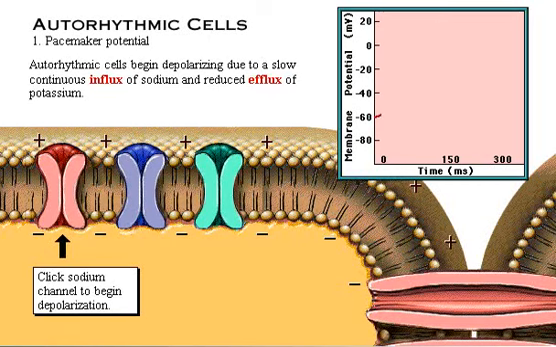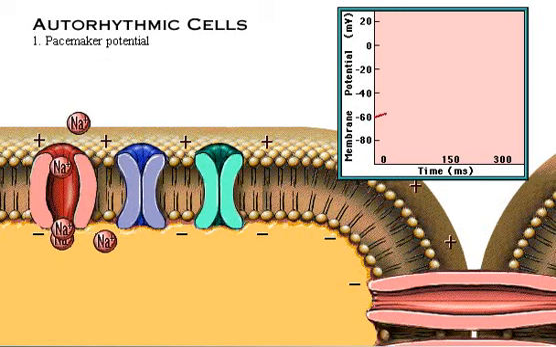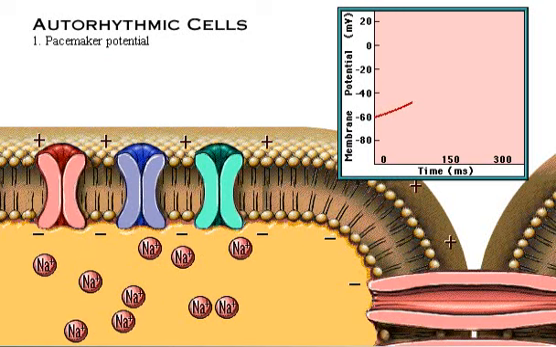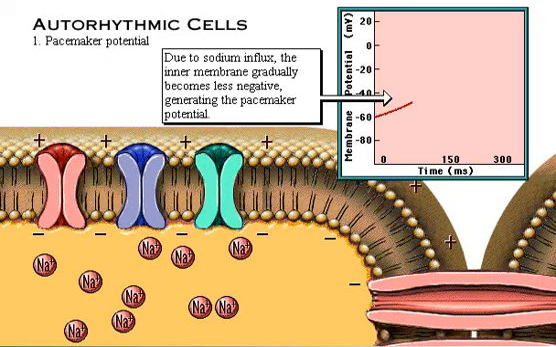Autorhythmic cells begin depolarizing due to a slow, continuous influx of sodium and reduced efflux of potassium. Click the sodium channel to begin this slow, spontaneous depolarization process. As sodium ions enter the cell, the inner surface of the plasma membrane gradually becomes less negative, generating the pacemaker potential.